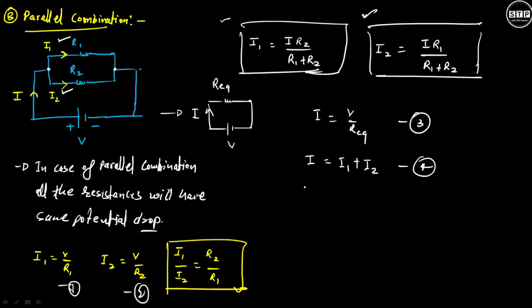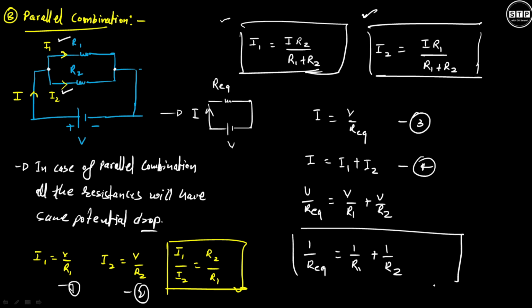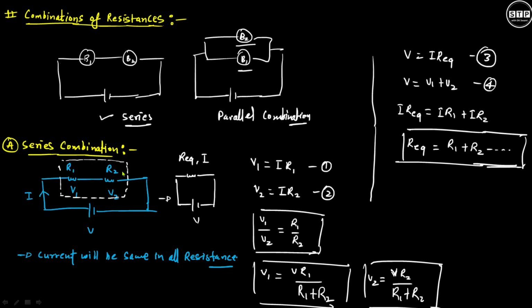Okay, if I just place the values of I1, I2 and I in this equation 4, then I will get V divided by R equivalent equals V divided by R1 plus V divided by R2. From here I can write down 1 by R equivalent equals 1 by R1 plus 1 by R2, and so on. So this is the equivalent resistance formula. Okay, so we can use this equivalent resistance formula for the parallel combination. So this is parallel and series combination of resistances.